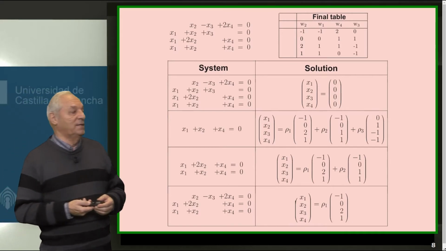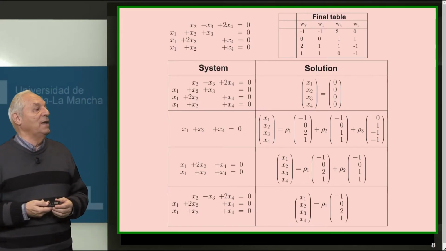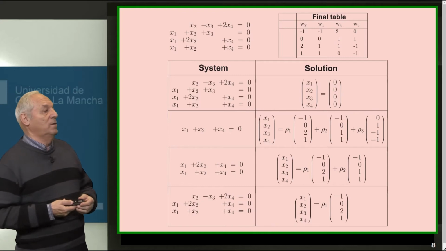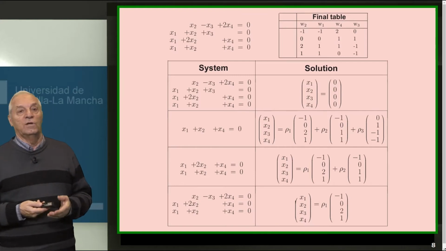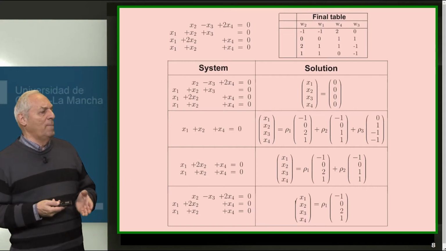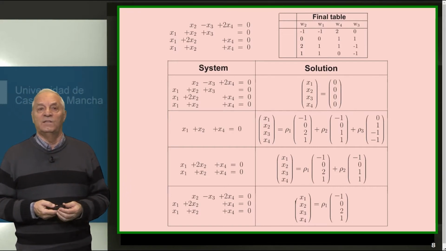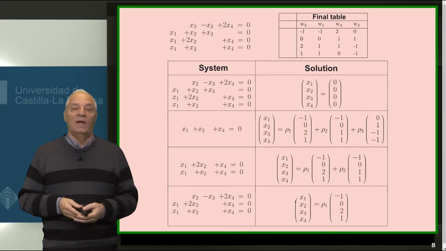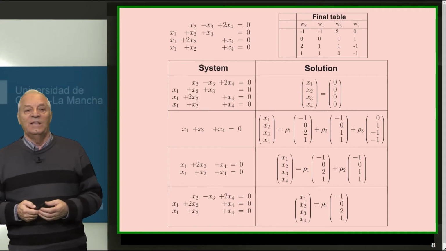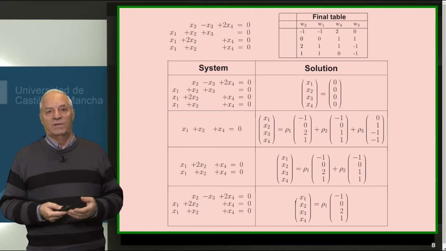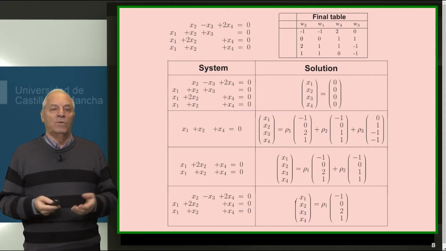Finally, if you want to solve the final system, which is the system generated by the first, the third, and the fourth, we eliminate in the final table the columns W1, W3 and W4, and we only have the W2. So, we see that the solution, as shown in the table, is that x1, x2, x3, x4 is equal to rho 1 by the vector (-1, 0, 2, 1), which is precisely this vector, which results after eliminating the other columns.